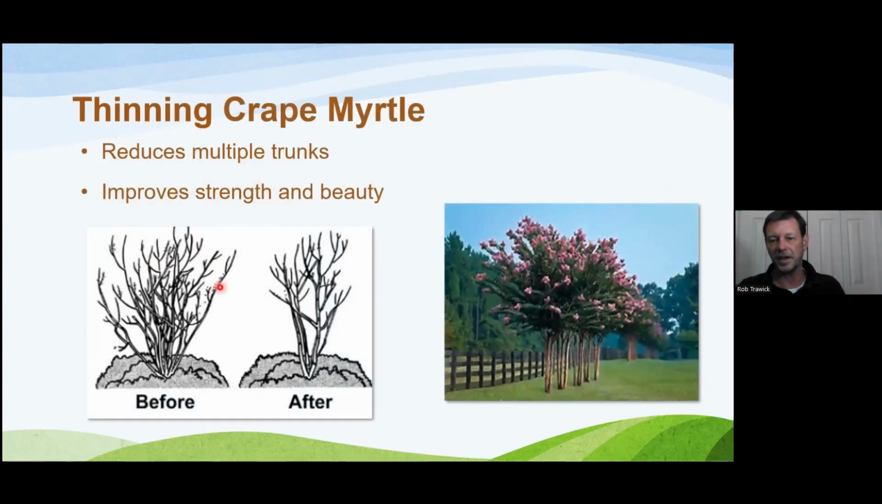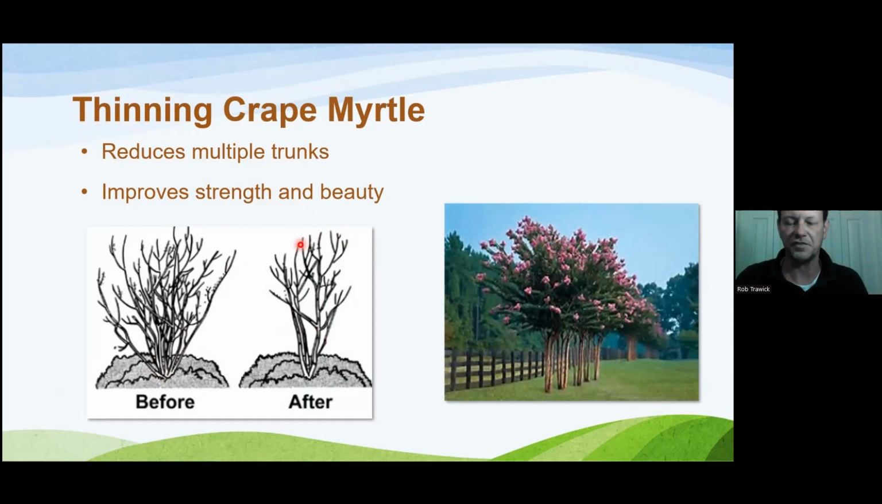Now, crepe myrtles, again, probably the most abused plant I think any of us have ever seen. I've heard it referred to as crepe murder. What ends up happening is these guys. So thinning crepe myrtles helps reduce some of these multiple trunks. As you can see, you can actually find crepe myrtles that are referred to as standards that have just one trunk or a couple of trunks.